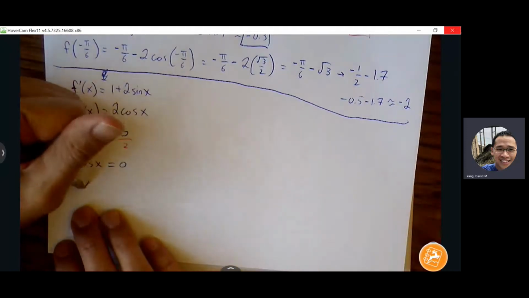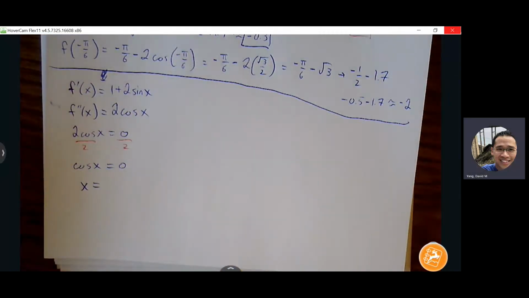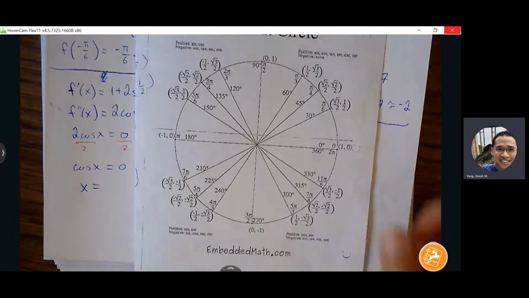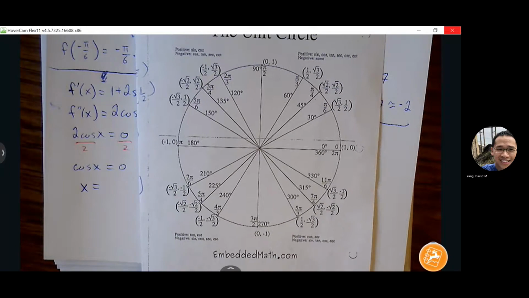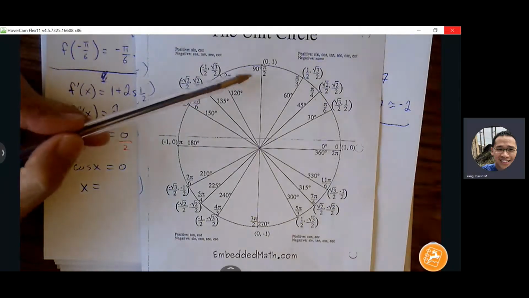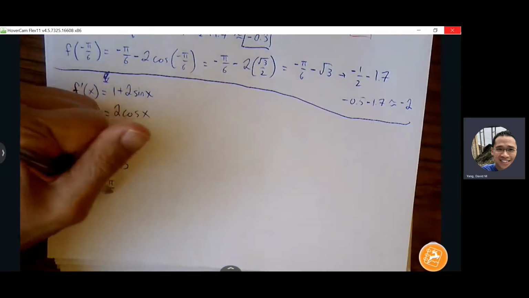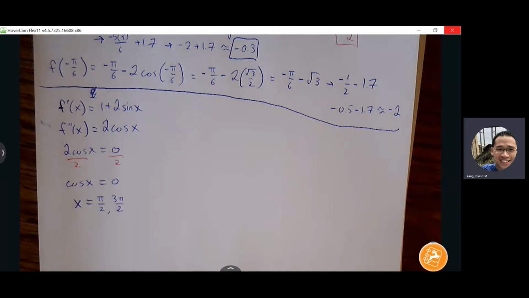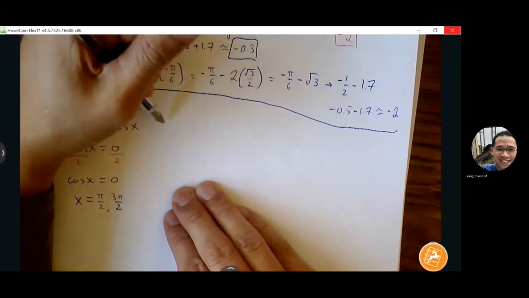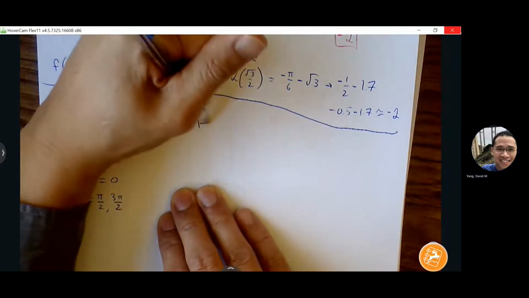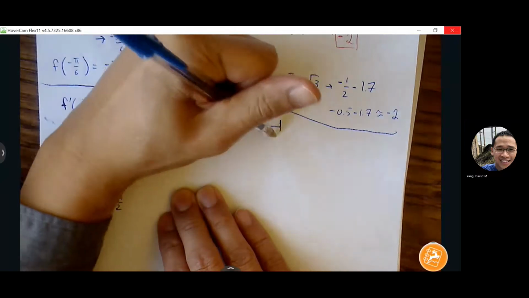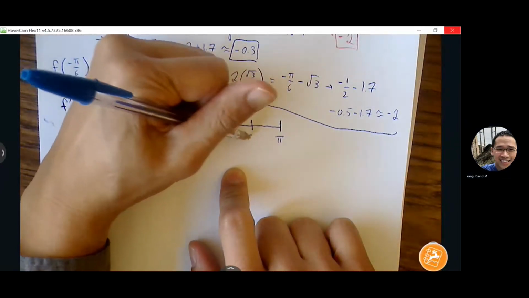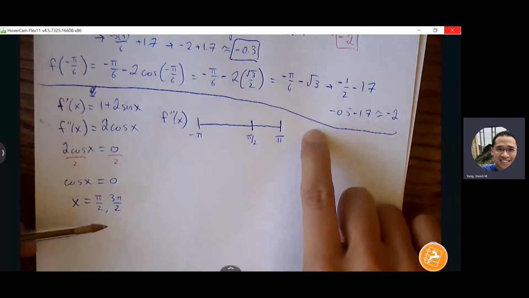Okay, so where's cosine equal to 0? Pi over 2 and 3 pi over 2, okay. We might need to make some adjustments. These may not fit inside the interval. If it doesn't, we can always add or subtract 2 pi to see if it ends up fitting. Okay. So pi over 2 is safe, right? We know pi over 2 is here. But 3 pi over 2 is outside the interval. So it's a little bit too far to the right.